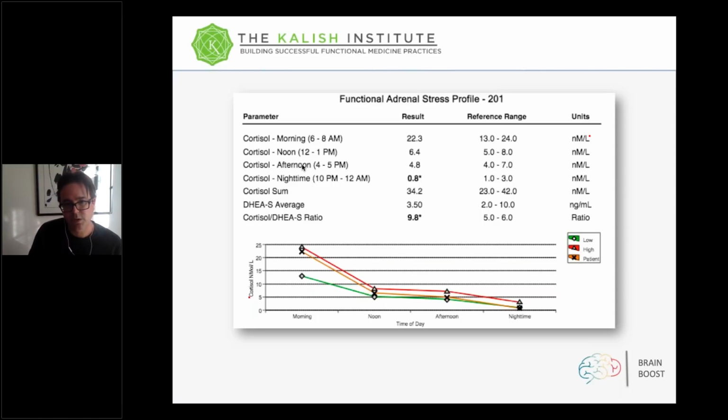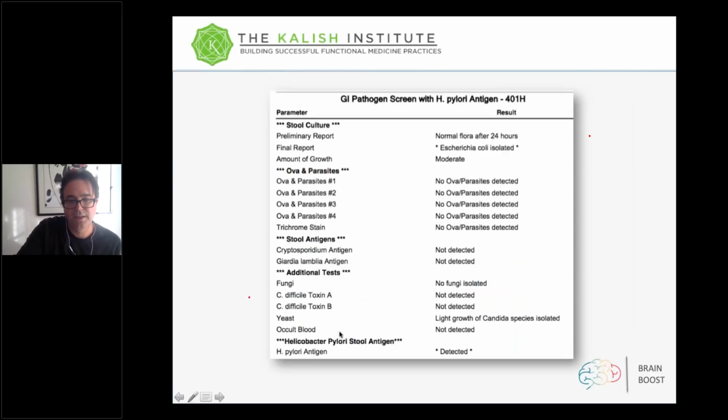That's what we're testing for. And you can do it via saliva. You can also do it with urine, which is another decent way to test for it. But saliva is just pretty easy and usually gives us the info that we need. And on this graph here, we see the upper and lower reference ranges, and then we see me coming in on this orange line in the middle.